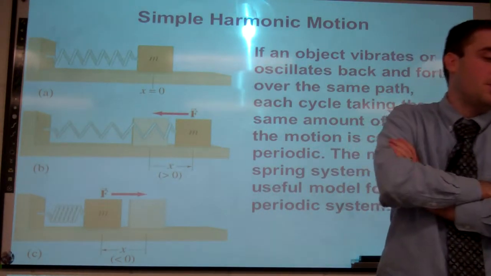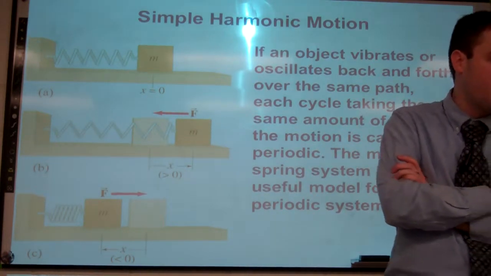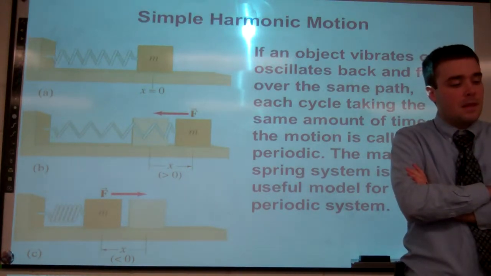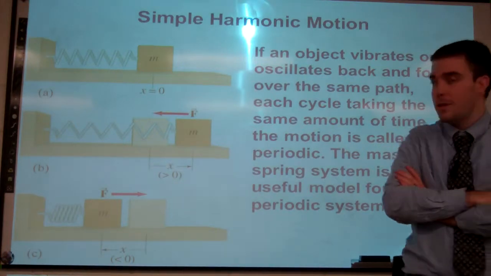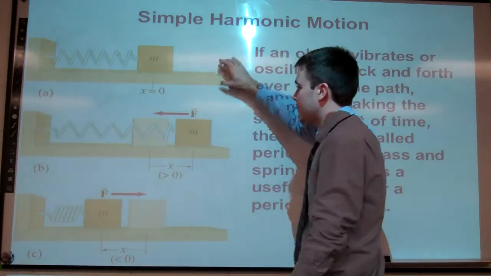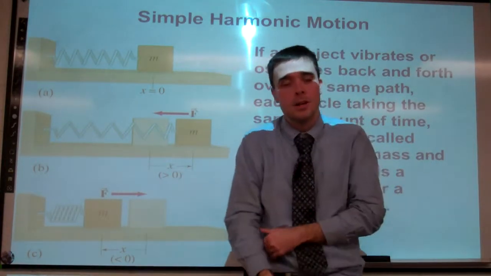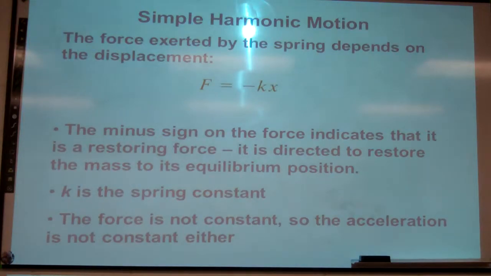Alright, so simple harmonic motion. This is just an object moving back and forth over and over again. The mass and spring is just an easy way to think about it. If you stretch out the mass and let it go, it's going to bounce back and forth. Does that make sense? Eventually friction will slow it down in real life, but we're going to assume there's no friction in these.